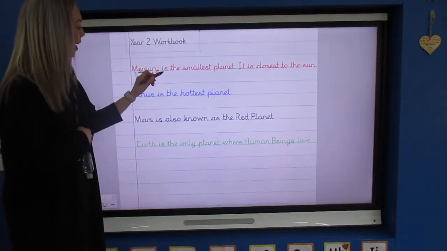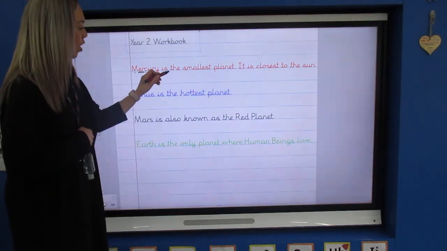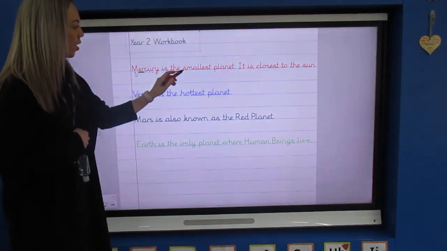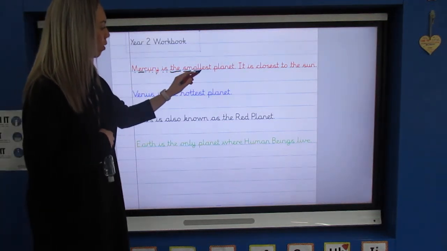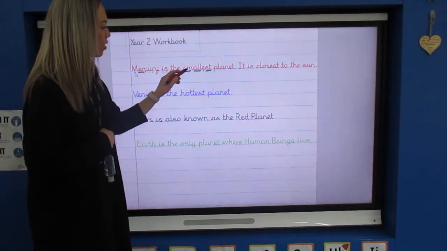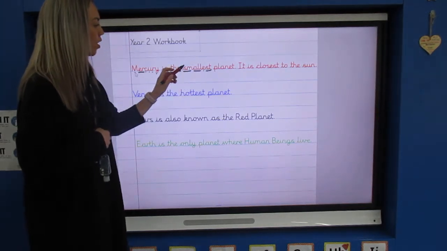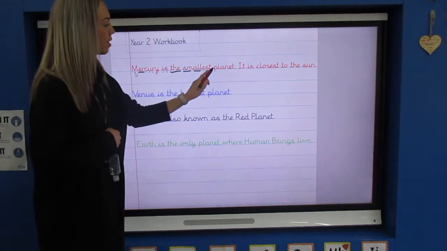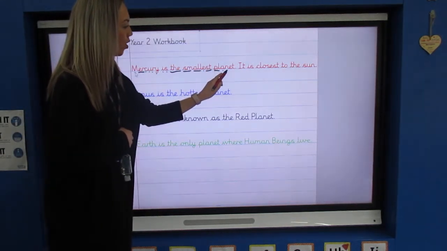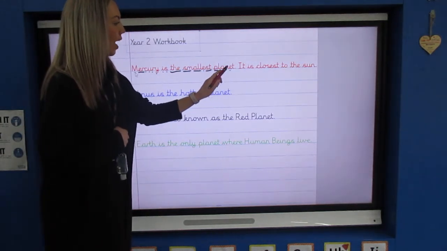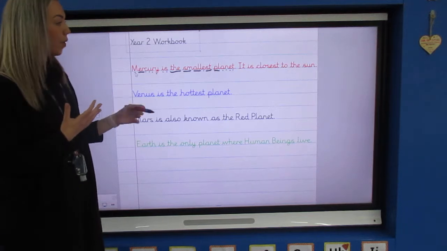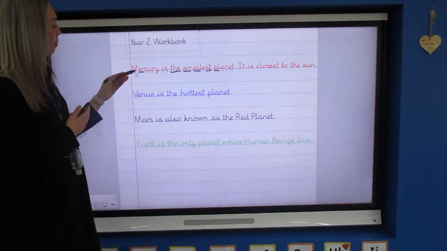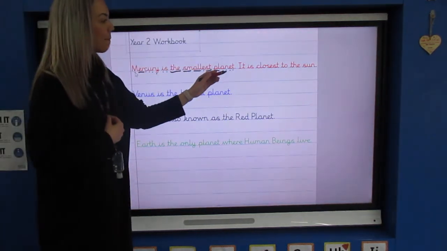Mercury is the smallest. Mercury is the smallest planet. I know that says planet because we're learning about them and I remember that word. Mercury is the smallest planet.